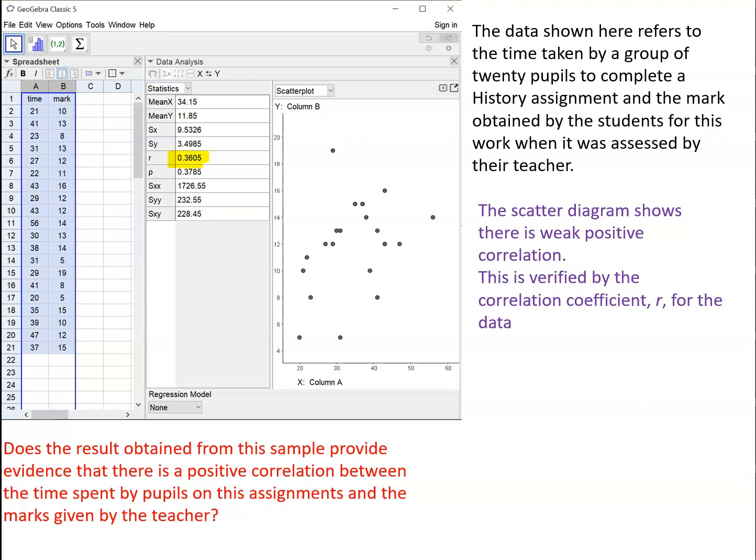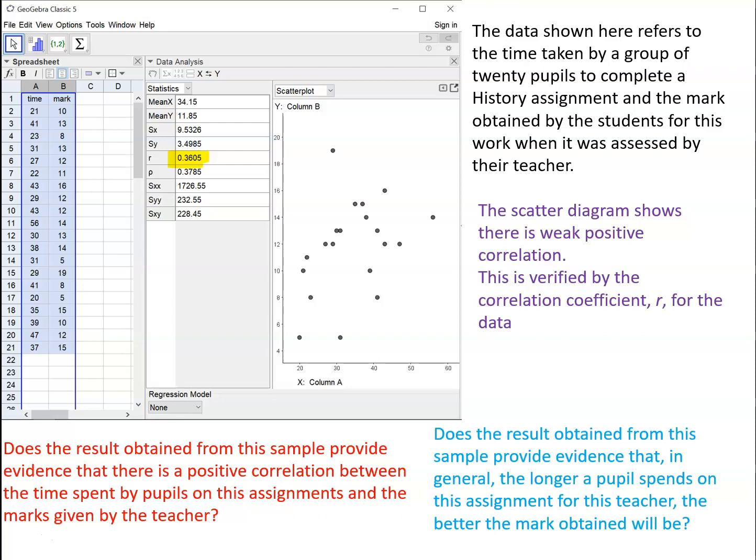What we would really like to determine is whether the sample provides evidence that there is a positive correlation between the time spent by all pupils on this assignment and the marks given by the teacher for their results on this assignment. In other words, does the result obtained from this sample provide evidence that in general, the longer a pupil spends on the assignment for the teacher, the better the mark obtained?